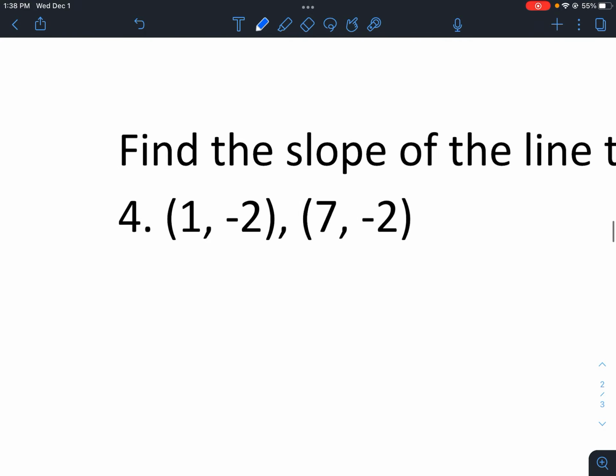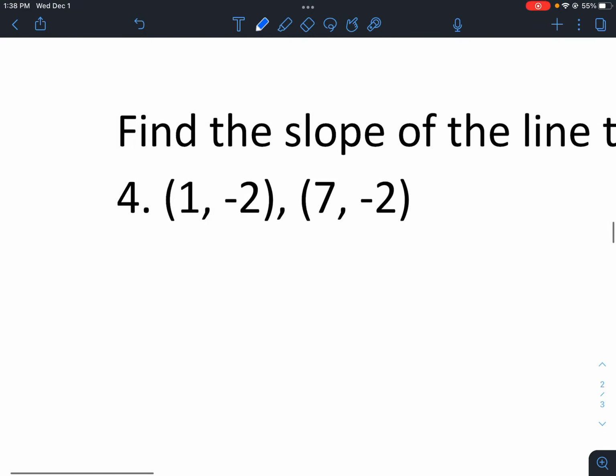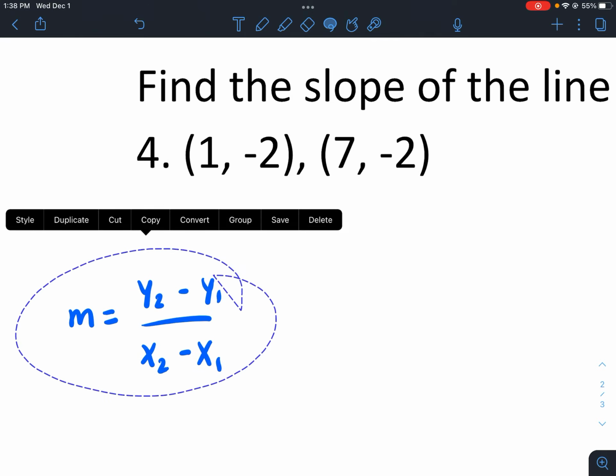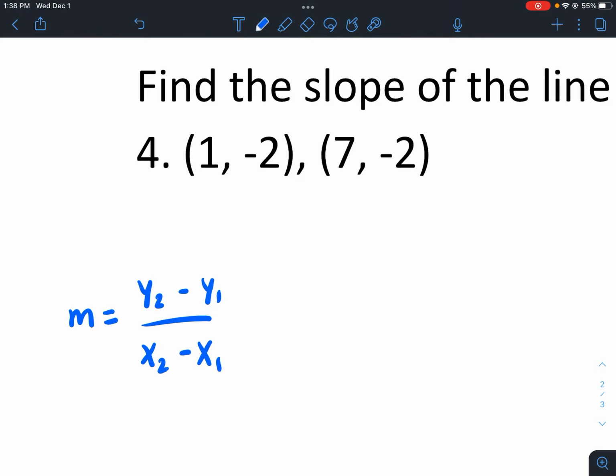All right, so moving on. Remember, we're not given a graph. So if we're not given a graph, you have to use a formula. The formula is going to be M equals y2 minus y1 over x2 minus x1. You do need to write this down every single time you're doing this until you have it memorized. I would really recommend writing it down every single time on your homework and on your notes because it'll only help you out and it'll eliminate any mistakes.